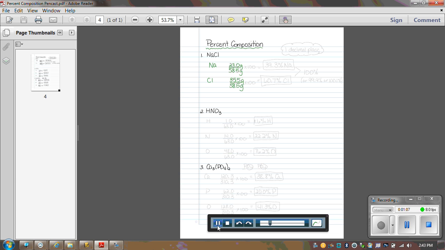As with any percent, you put the part on the top, the whole on the bottom. Make sure you write times 100. And then you're going to divide and multiply by 100.